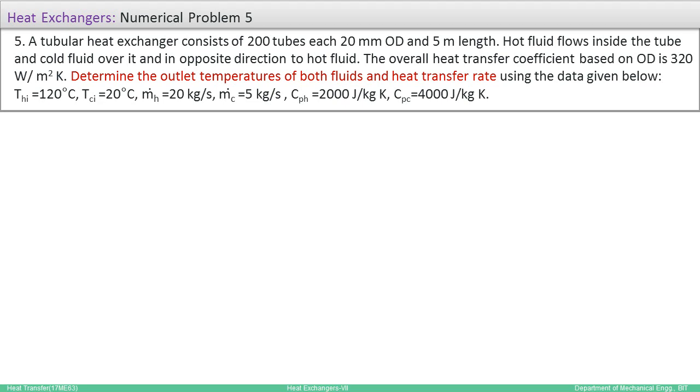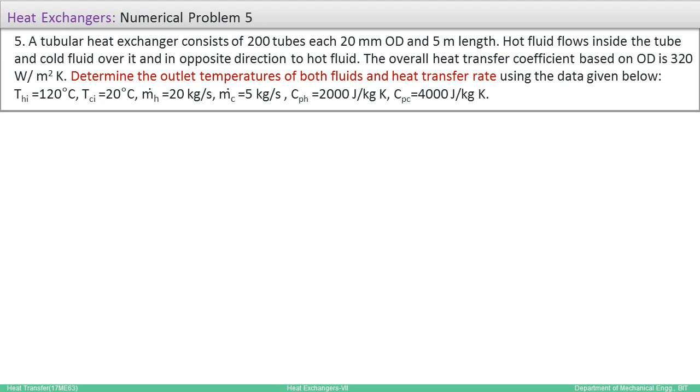Hot fluid flows inside the tube and cold fluid over the tube and opposite to the hot fluid. The overall heat transfer coefficient based on OD is 320 watt per meter square degree Celsius or Kelvin. Determine the outlet temperatures of both fluids and heat transfer rate using the data given below.